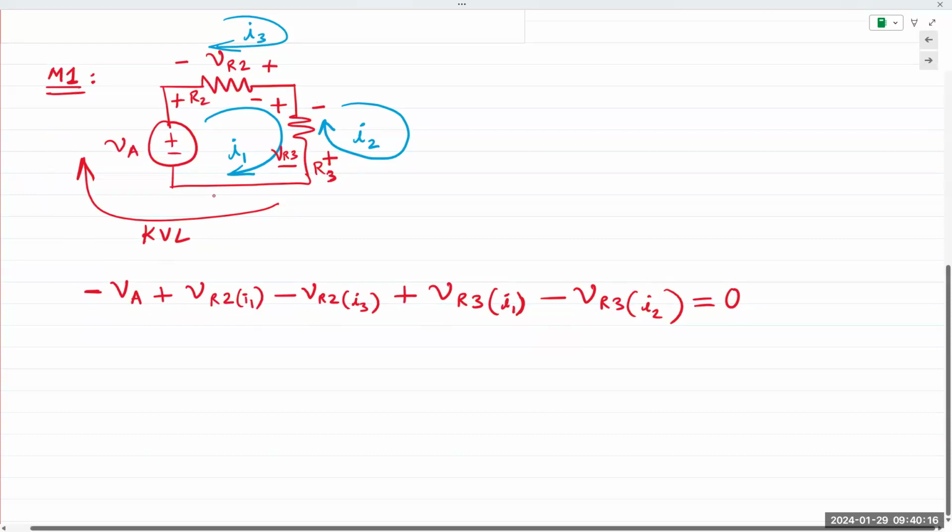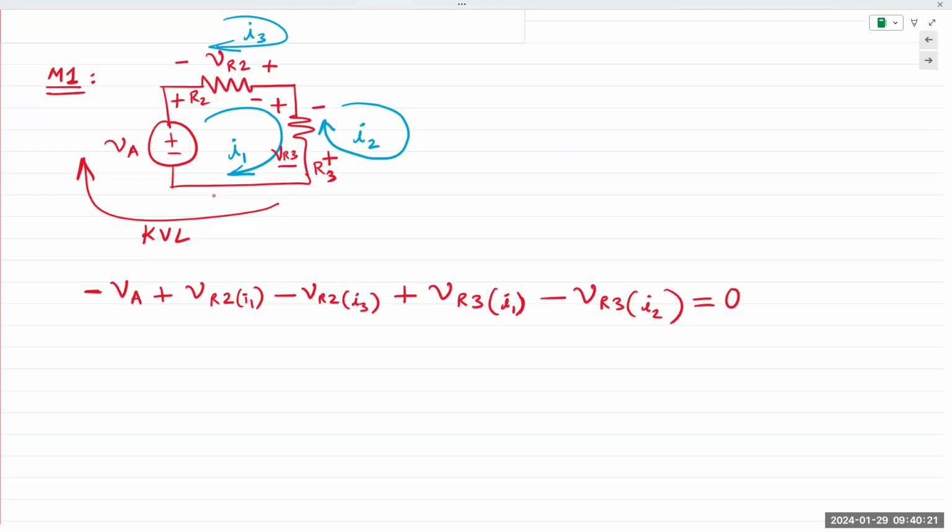Important to note, it does not matter what direction you choose for your mesh currents, and it is not important in which direction you add up the voltages. Okay, I could add up the voltages in a counterclockwise direction, and I would still end up with the exact same equation. No difference. I could add up KVL in this direction.